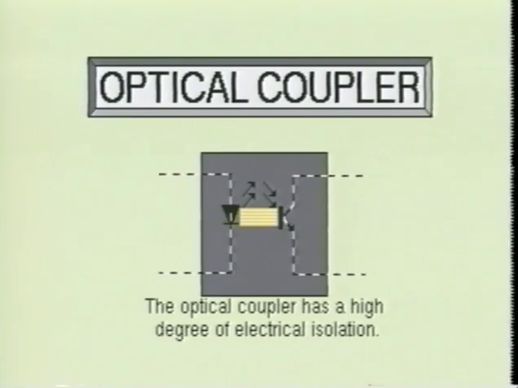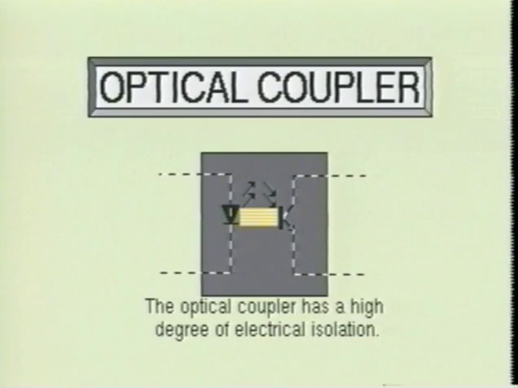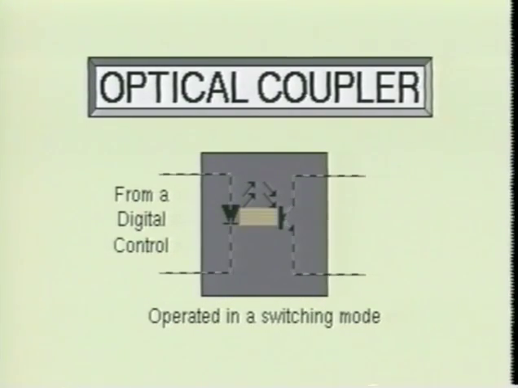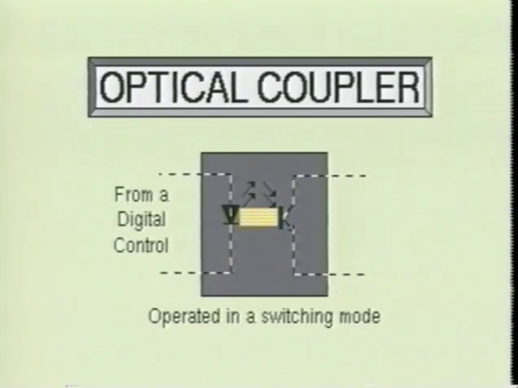Since the coupling between the LED and phototransistor is purely optical, there is a high degree of electrical isolation. This makes the optical coupler ideal for such applications as combining TTL circuits with CMOS circuits. The coupler may be operated as a switch or in a linear mode. When operated as a switch, both the LED and phototransistor are normally in their off condition. A pulse of current through the LED will cause the phototransistor to switch on for the duration of the pulse.